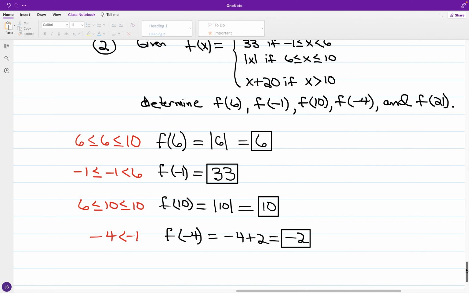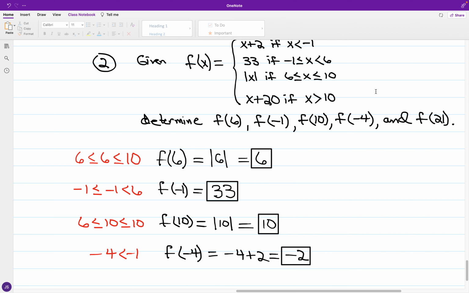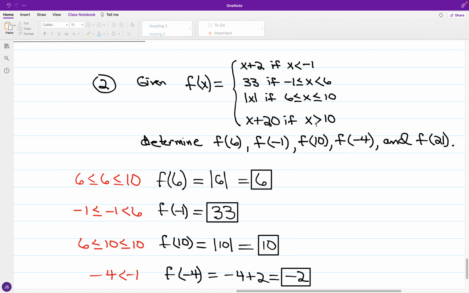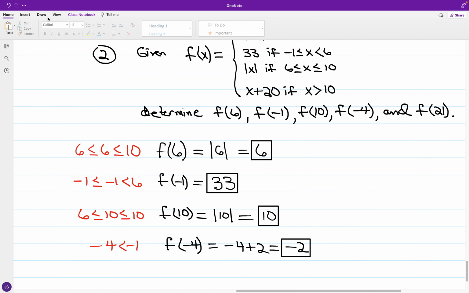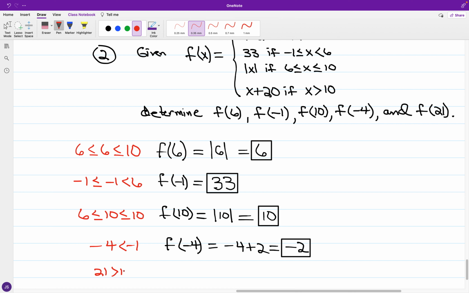And for f of 21, out of the inputs we have, 21 is the highest, and it is among the inputs greater than 10. So 21 is greater than 10, so we are referencing x is greater than 10. In terms of the output, with the input at 21, the output is going to be 21 plus 20. And so whenever x is at 21, the corresponding y value comes out to 41.